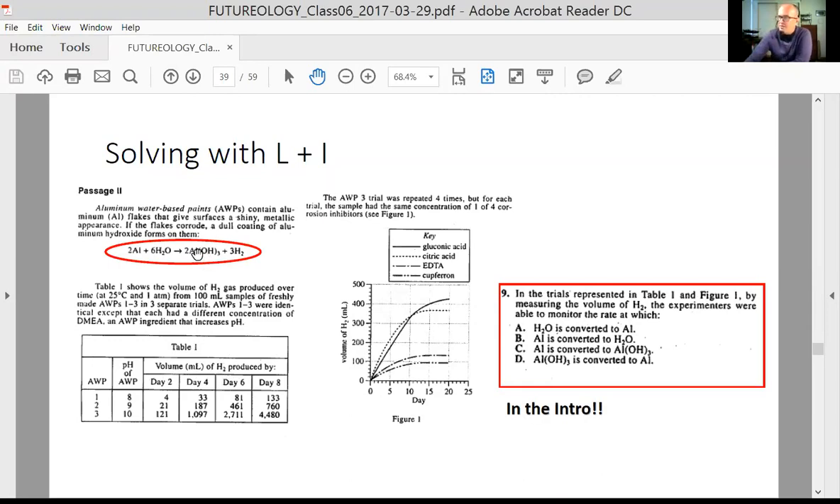When we look at the one thing, what's in the intro, we're given an equation, and that equation is enough to find the answer. When we look at the equation, we're certainly not talking about how H2O is converted to Al, because H2O is not converting to Al.